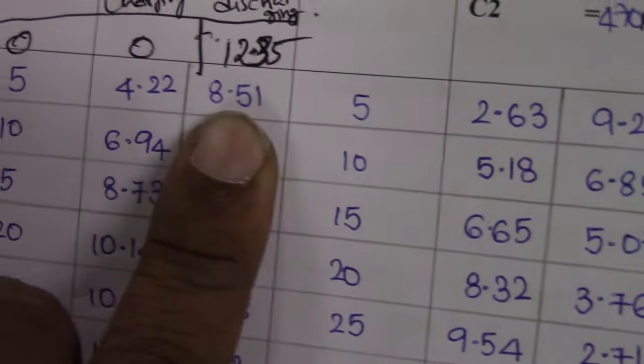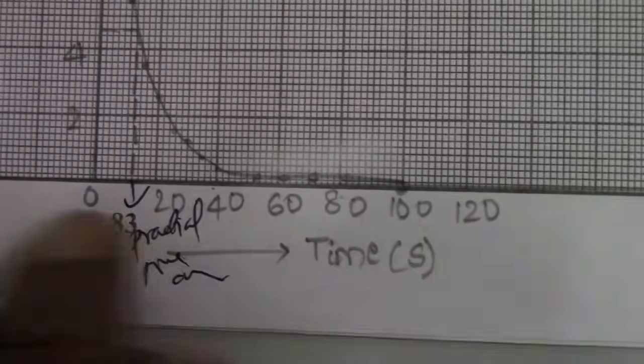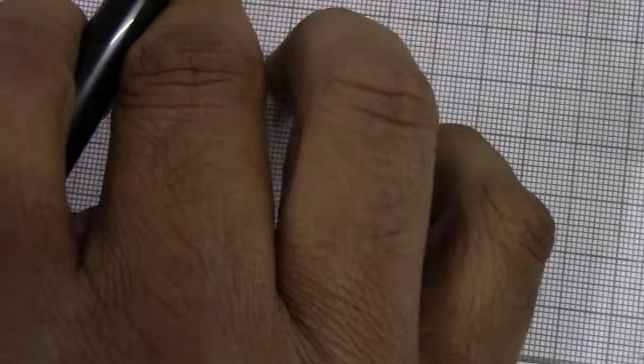So now how to draw the graph in the discharging mode? Same, students, in discharging mode take time versus voltage. So here I have taken this as the time axis and this as the voltage axis. So 0, 20, 40, 60, 80, 100 and 120 is the time in seconds, and the voltage axis is up to 14 volts.